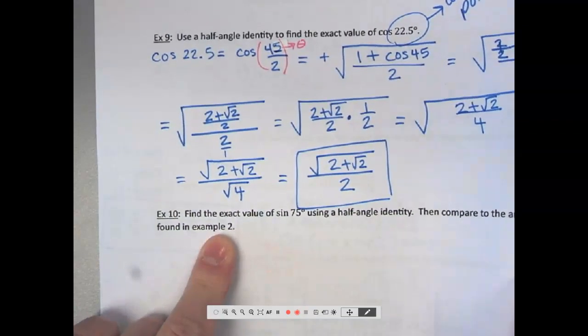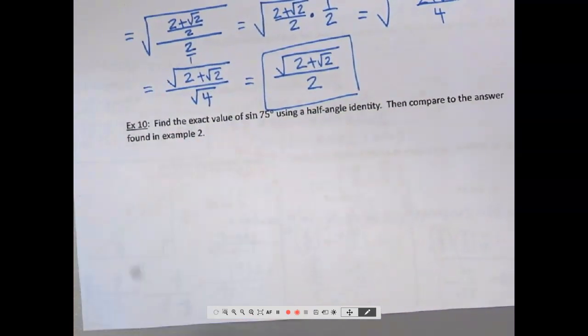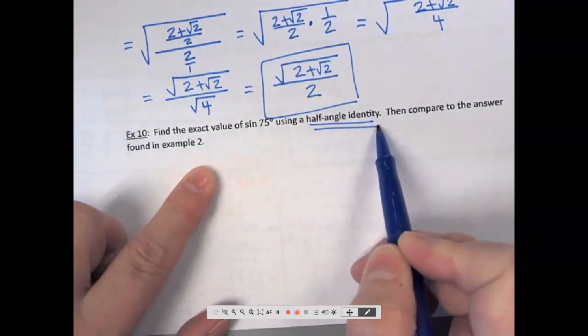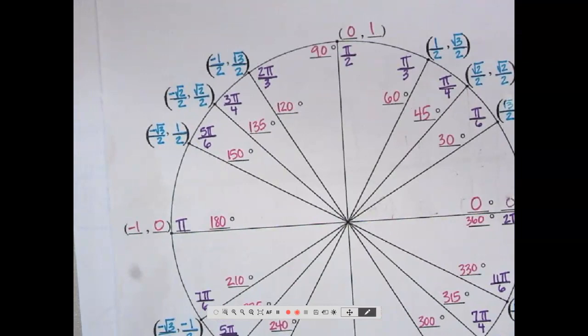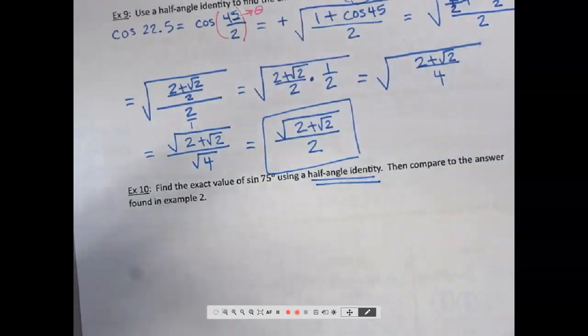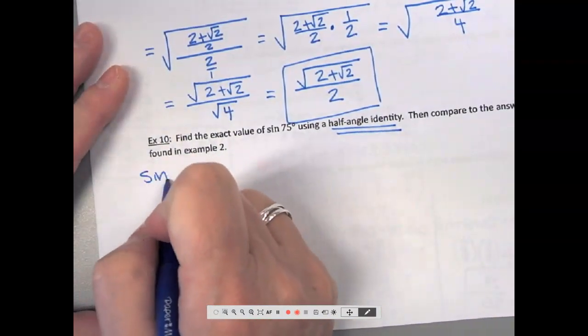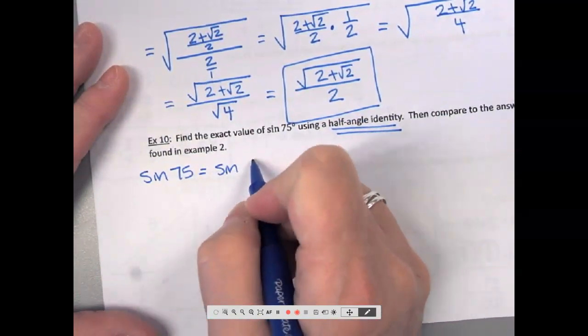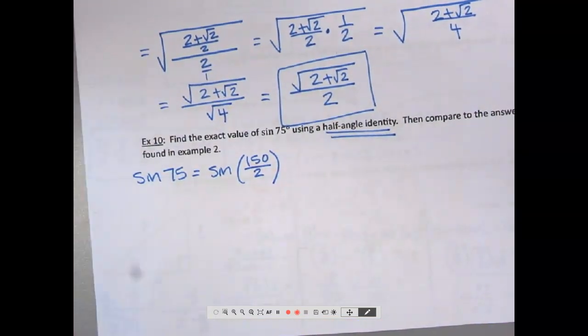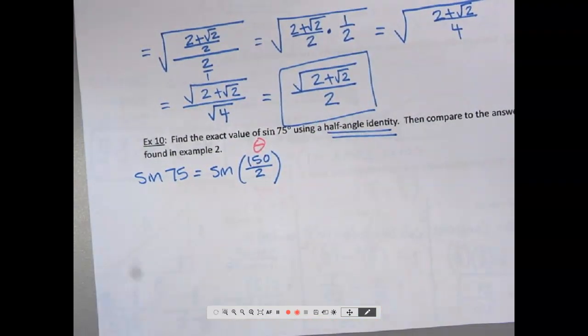Okay. All right. Last example. Find the exact value of sine 75 using a half-angle identity. Then compare the answer found in example 2. So if I'm using half-angle identity to find 75 degrees, which angle am I using? 150. Because 150 divided by 2 is 75. If you're not sure, just double that answer, right? Okay, so I'm going to say sine of 75 is sine of 150 over 2. I'm using 150 because it's on the unit circle. This becomes theta in the formula.